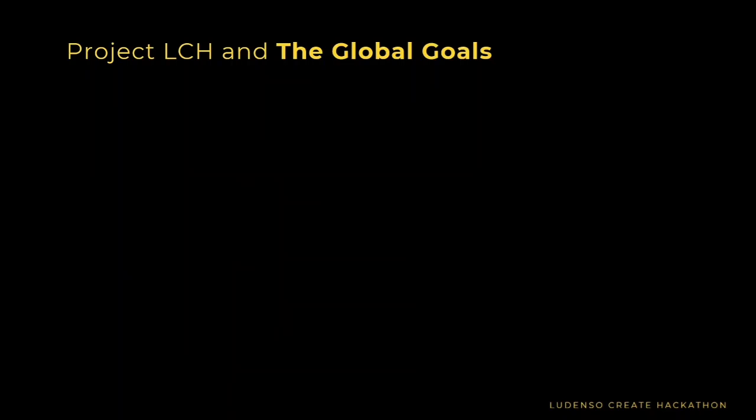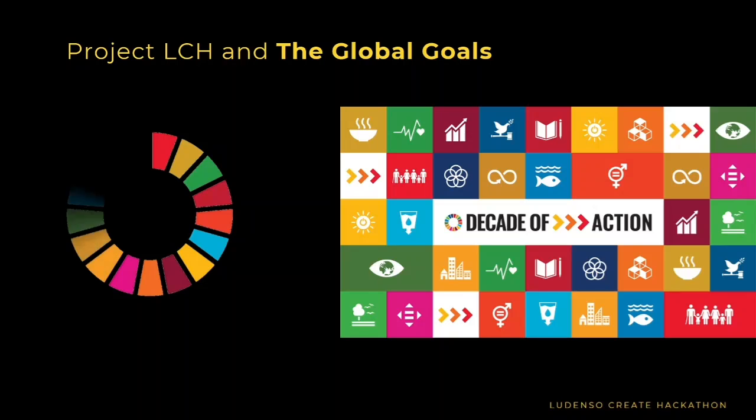Then, how does the solution align to the global goals? You need to identify the global goals that the solution is addressing. So, which of the global goals? We have 17 global goals. Which of the 17 global goals is the solution aligned with or addressing? So you get to highlight it here.